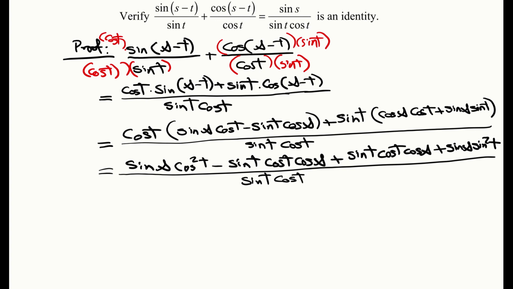Okay, well, some glimmer of hope is starting to emerge. As you can see, this term, negative sine t cosine s, is exactly the opposite of that term, positive sine t cosine s. So right away, we can go ahead and cancel those. Also notice that this term and that term have a sine s in common that can be factored out. So let's go ahead and try that.